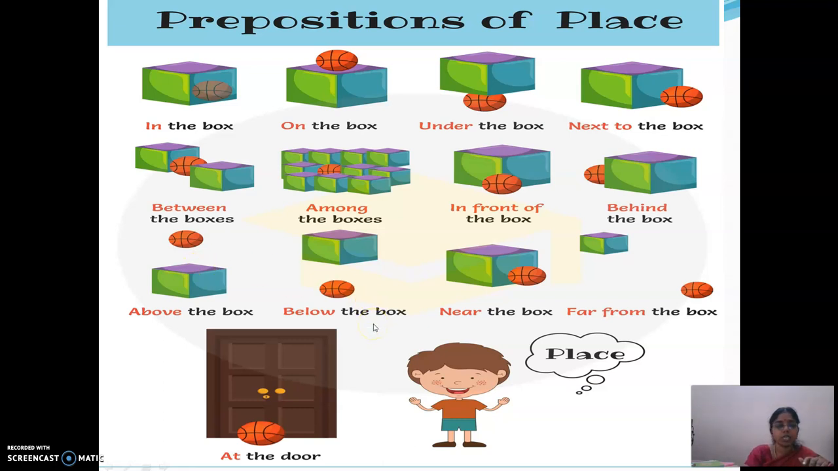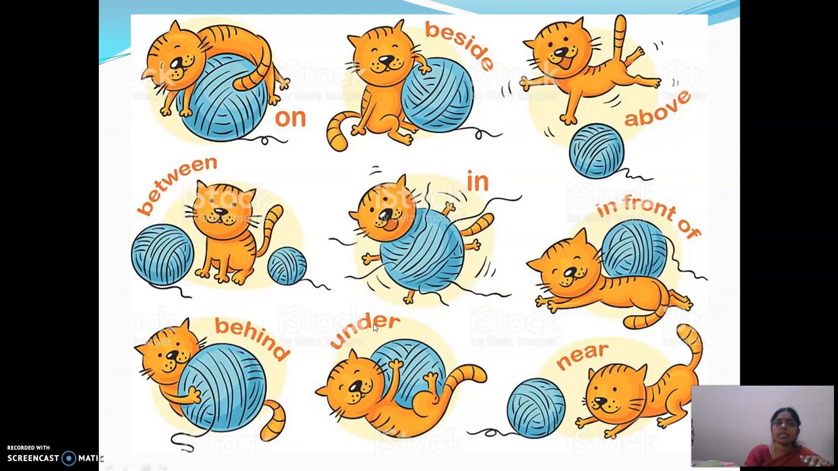So shall we move to the next slide, dear? Here also the same picture representation of places, right? On, beside, above, between, in front of, behind, under, and near. So children, I hope prepositions of place will be clear for you.